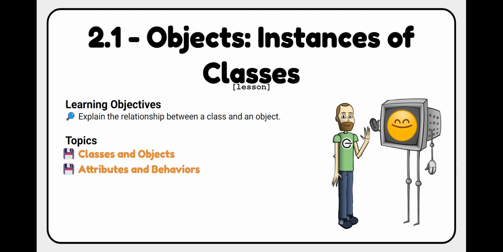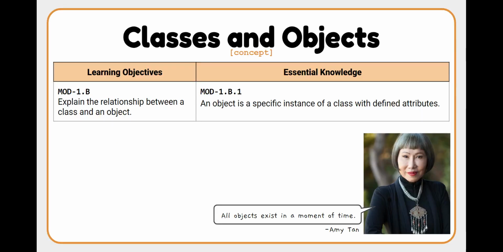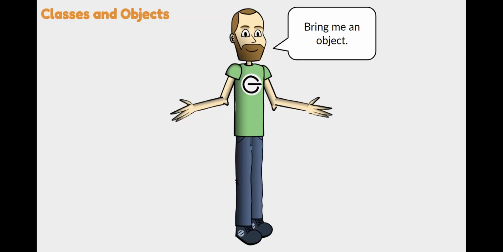Unit 2.1 is Objects, Instances of Classes. So we're going to learn about classes and objects. Our learning objective is to explain the relationship between a class and an object. So I want you to bring me an object. Go ahead, bring me any object. Just set it right in front of the monitor. I'll see it.